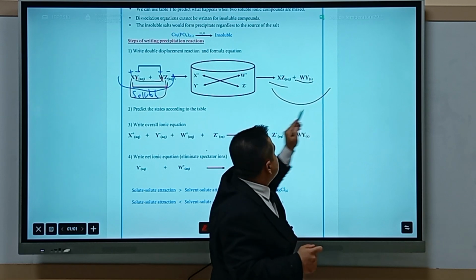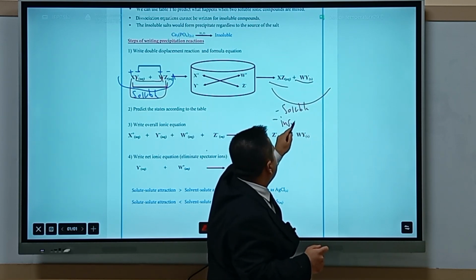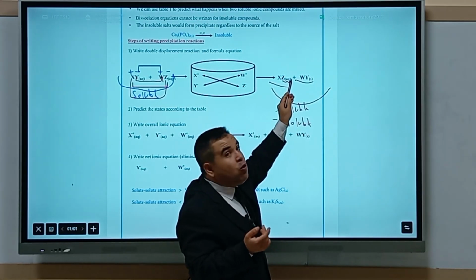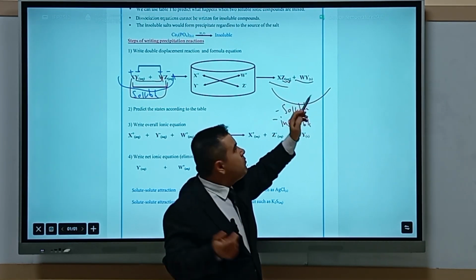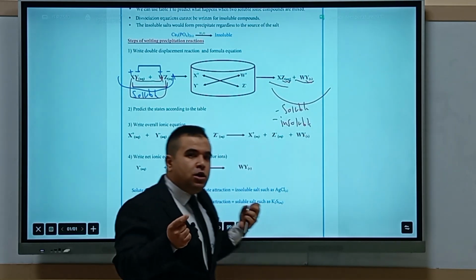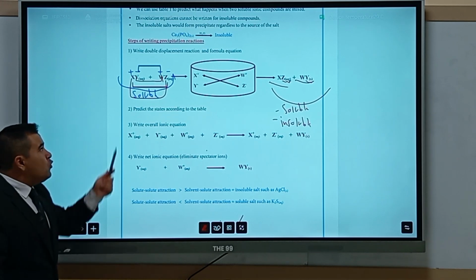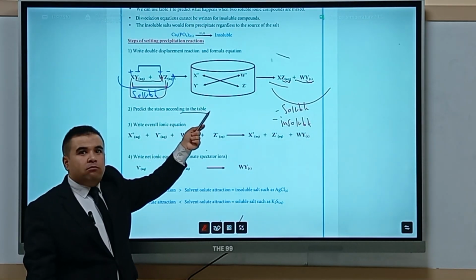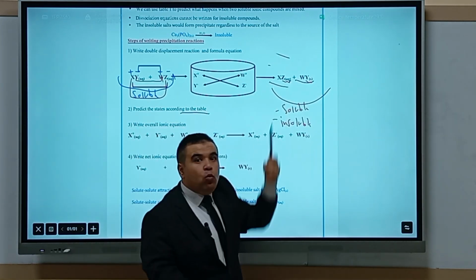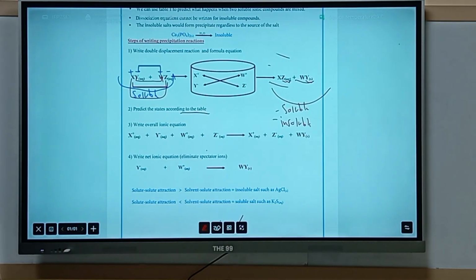The products can be soluble or insoluble. It's possible. If it is soluble, we write aq, aqueous solution, which means soluble. But if it is insoluble, we represent it by S, which is solid, and it's a precipitate. We have to predict the states according to the table. How do we know XZ is soluble and WY is insoluble? By using the guidelines in the table, which we have studied.